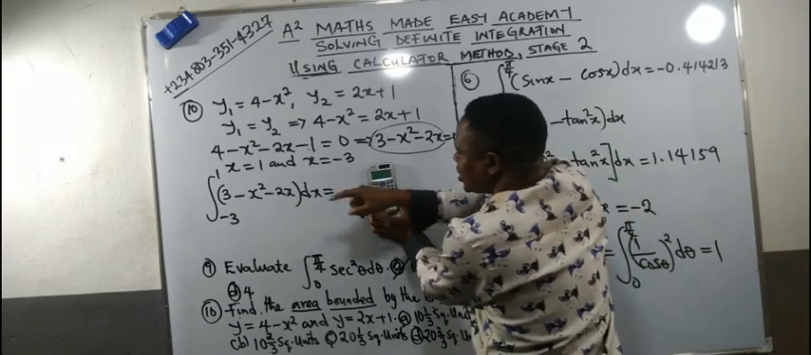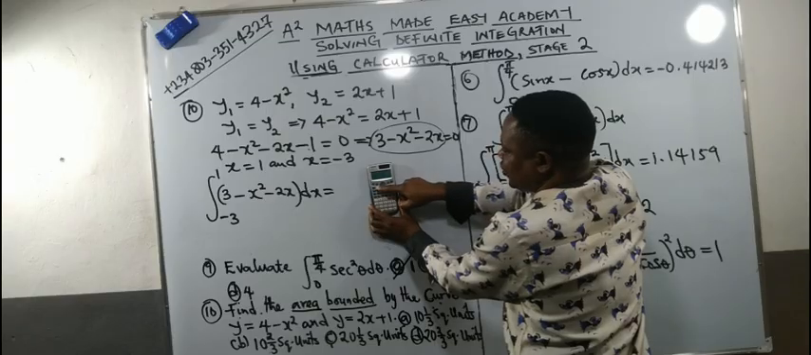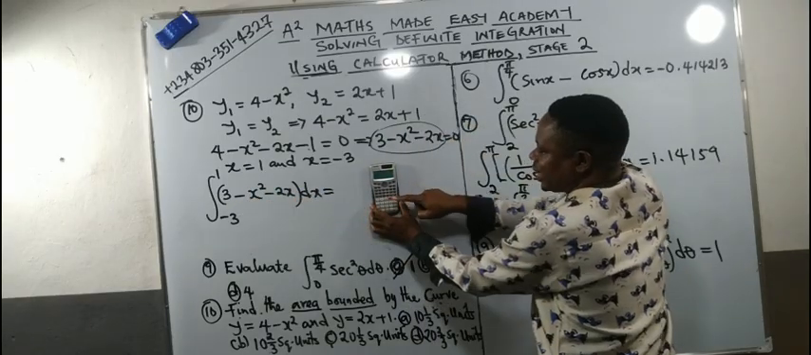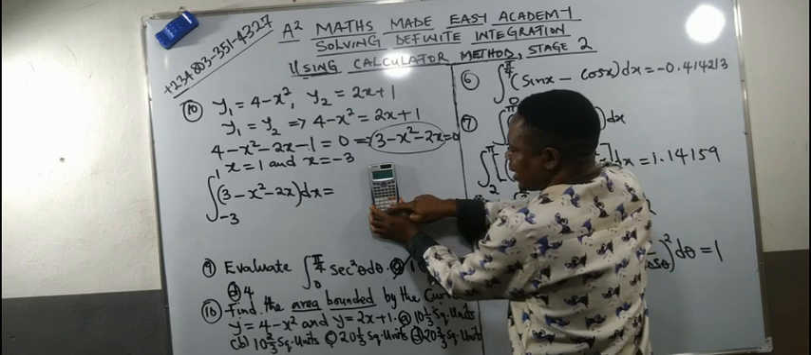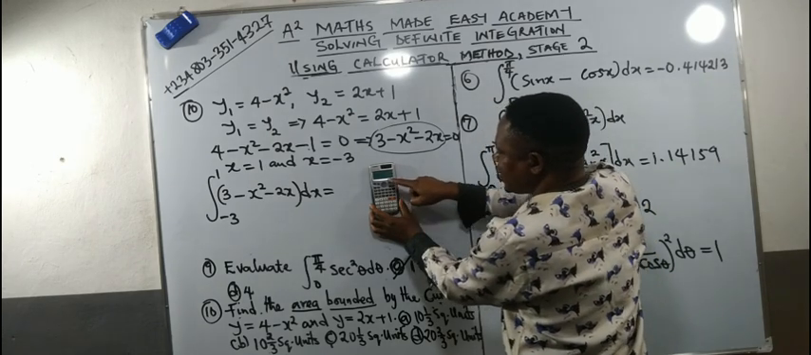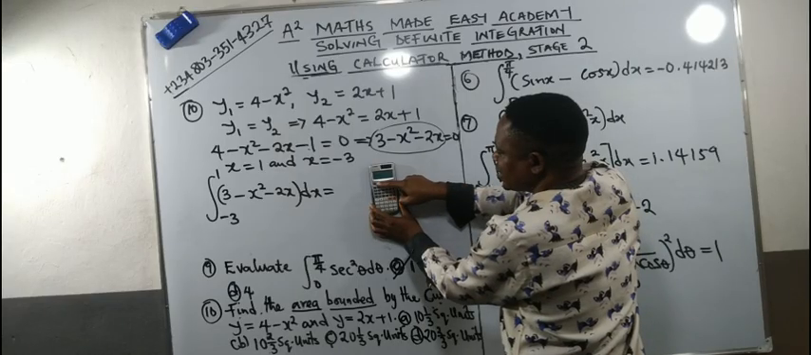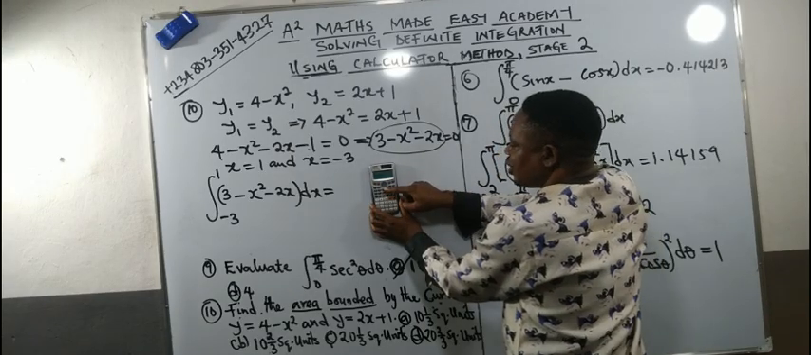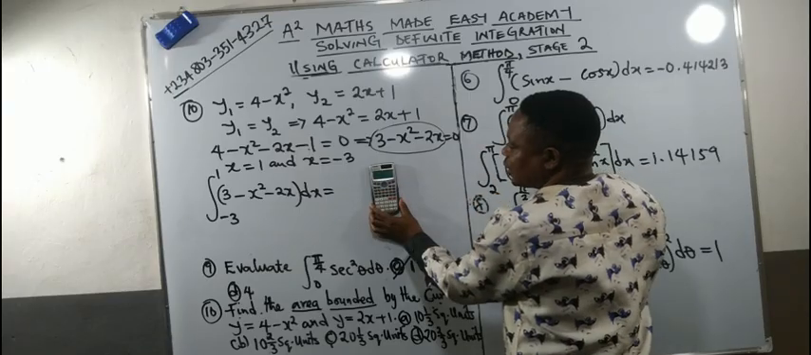Can we generate this thing now? The first thing is the integration symbol. Punch it. I have done that. Then followed by open bracket. This is open bracket, right? Then 3. I have done it. Followed by minus x squared. Minus. How do we generate x? Alpha close bracket. But the x is squared. Then punch x squared so that it will move to power 2.